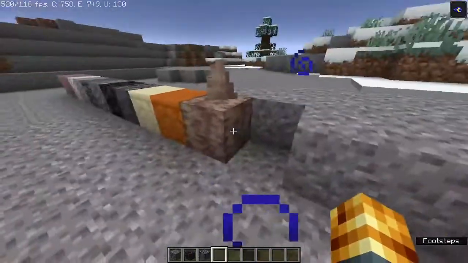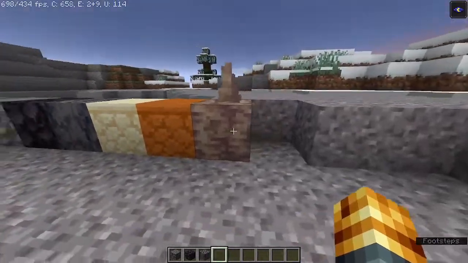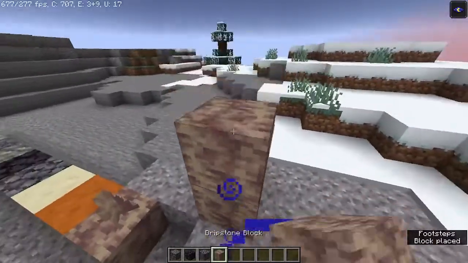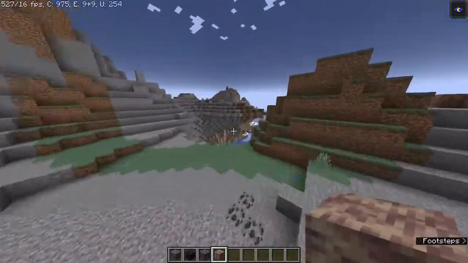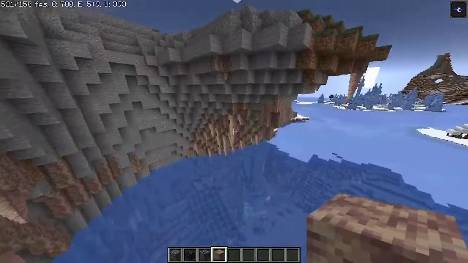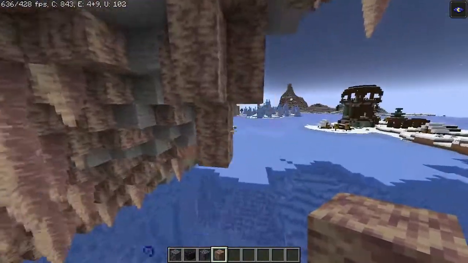Now, the last one here is dripstone. I've put the dripstone over here by the sedimentary rocks because it's very porous. That means that water can go through this and drip off from there, as we can see over here by this formation, where the water is dripping through and creating these stalactites.